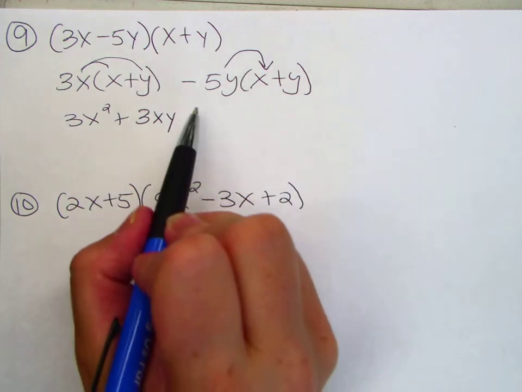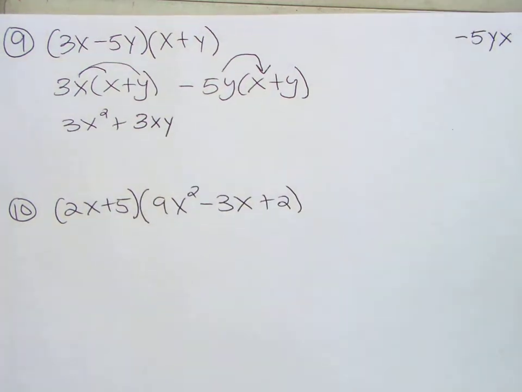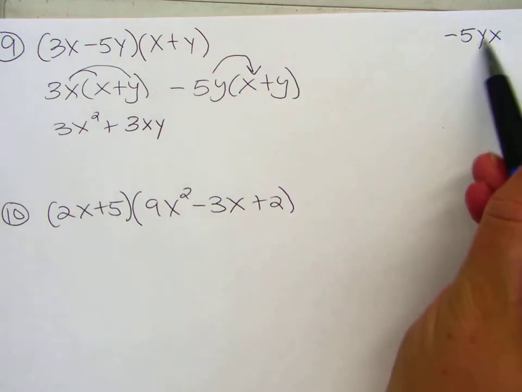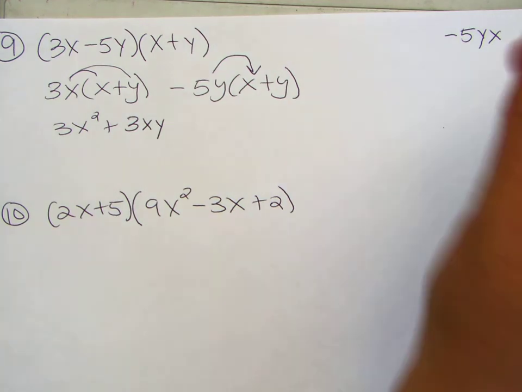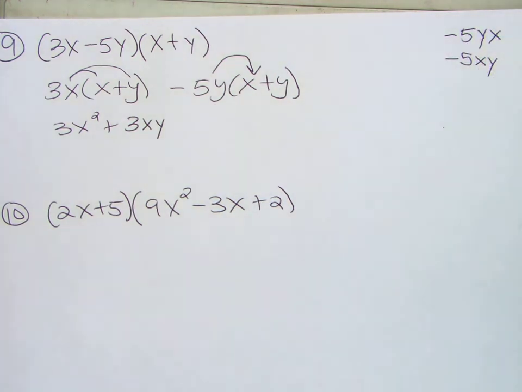y times x. Now, a lot of students write negative 5yx, but mathematicians don't really like that. We don't like it when it looks like that. We think it's just odd. Alphabetical. We like our variables alphabetical when they're multiplying. So put the x first. That's allowed. Remember, when you multiply, it doesn't matter the order.